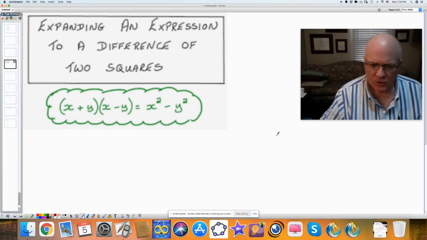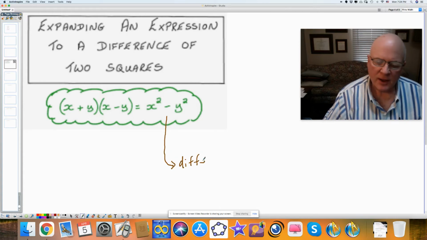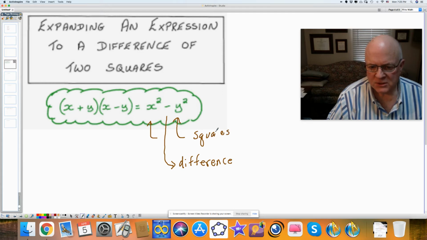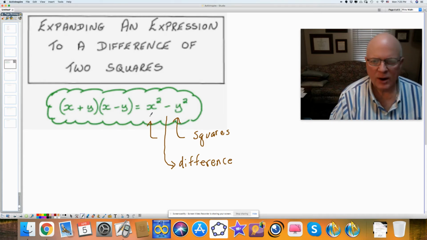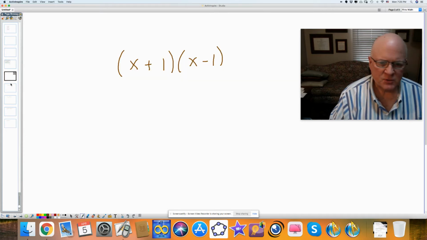Today I'm going to explain how we expand an expression to a difference of two squares. You'll notice I've got a difference here. So this is a subtraction sign, which means it's a difference. And we have two squares. So this x squared and this y squared are both squares. Since it's a difference of the one and the other, this is called a difference of squares. And this is the identity property of the difference of squares. So let me explain how this works.